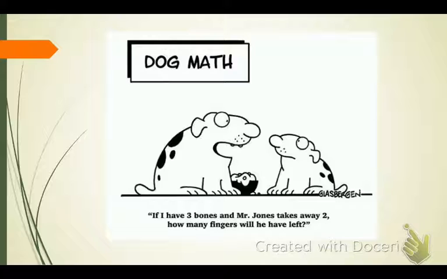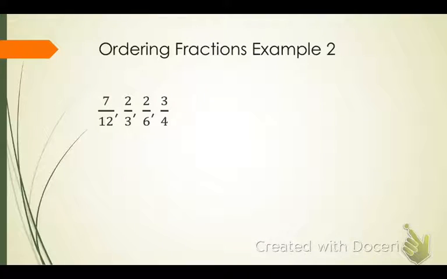Okay, back to our ordering fractions. Alright, so the first step is to look at the denominators. So we have 12, 3, 6, and 4. And obviously, they're not common. So we need to get common denominators. 12, 12, 24, 36. I'm going to stop there.